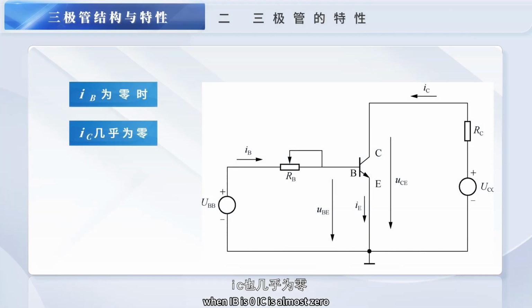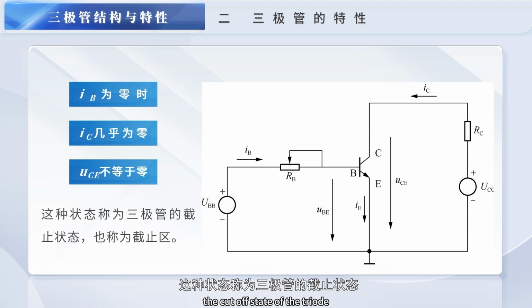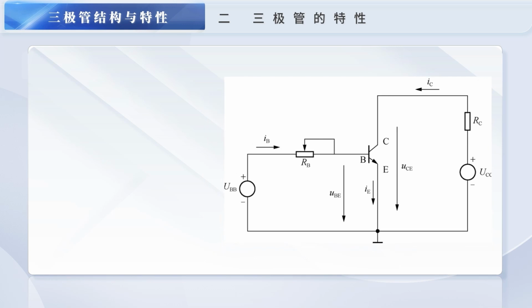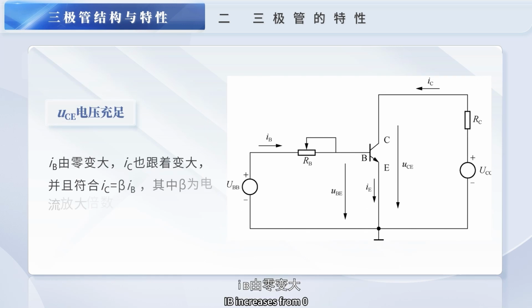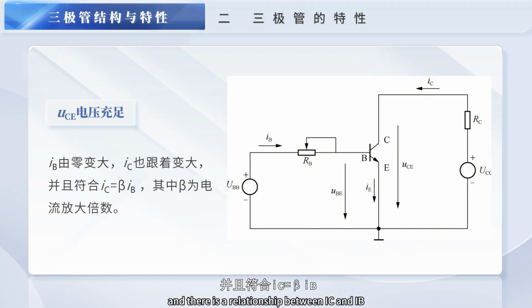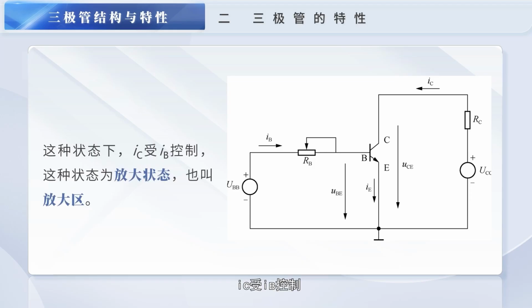When IB is 0, IC is almost 0. UCE is not 0. This state is called the cutoff state of the triode, also called the cutoff region. When the voltage is sufficient, IB increases from 0, and IC also increases, and there is a relationship between IC and IB. IC equals beta times IB, where beta is the current amplification factor. In this state, IC is controlled by IB. This state is called the amplification state, also called the amplification region.